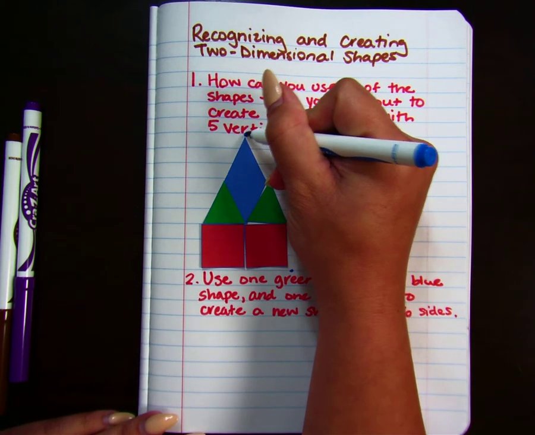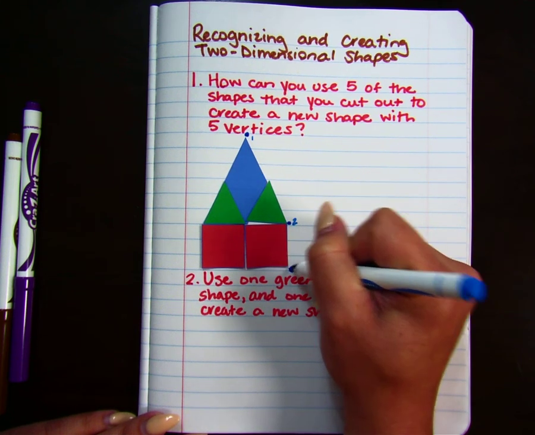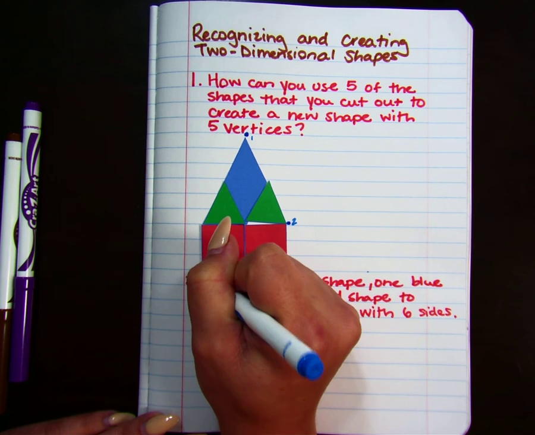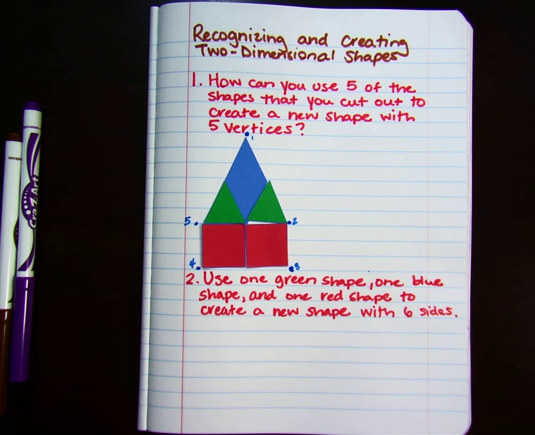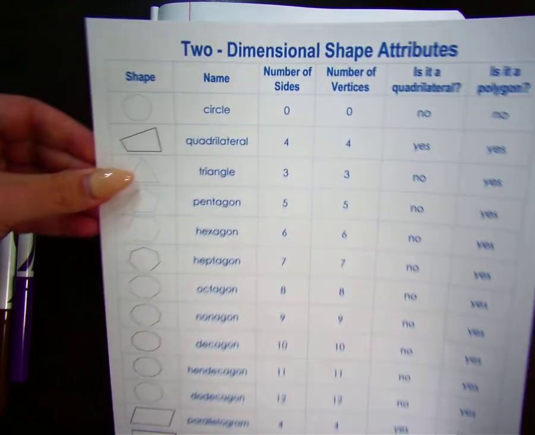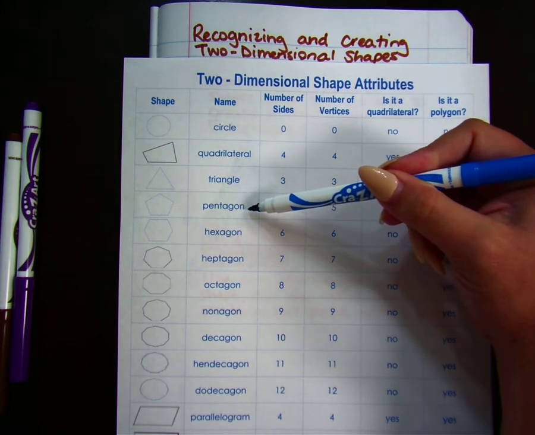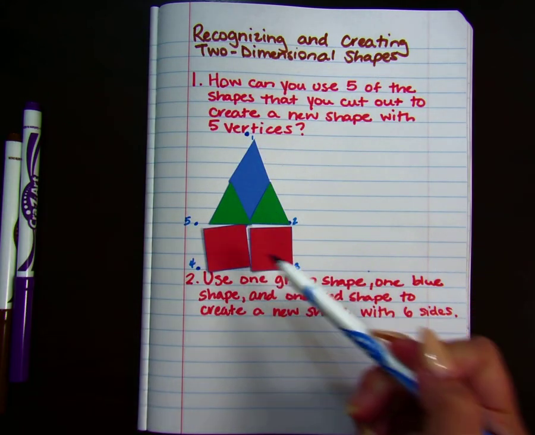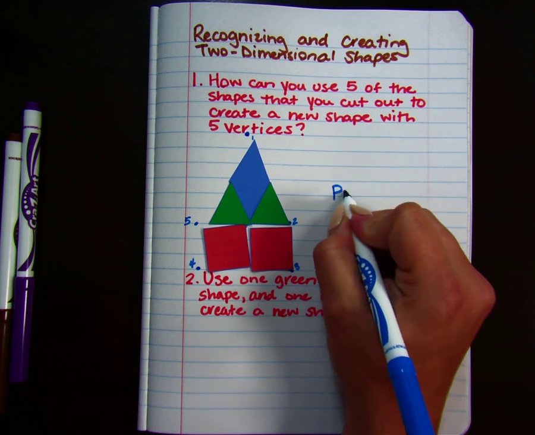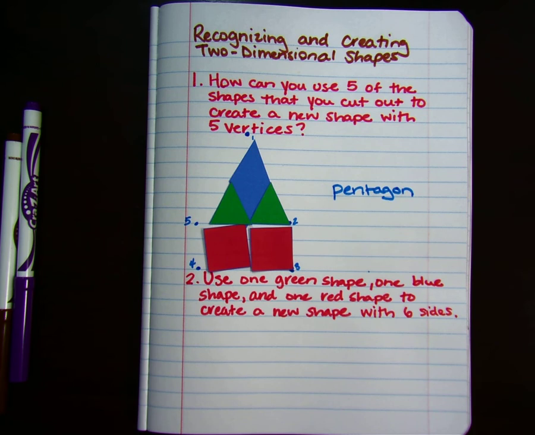We have 1 vertex, 2 vertices, 3 vertices, 4 vertices, 5 vertices. And if we look at our cheat sheet, we know that a shape that has 5 vertices is called a pentagon. So using 3 different shapes here, we created a pentagon with 5 vertices.